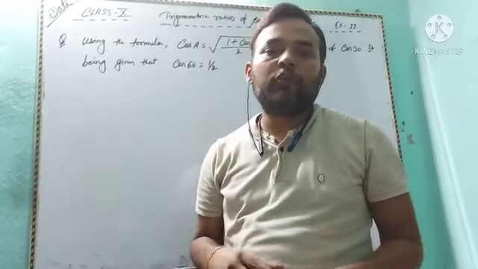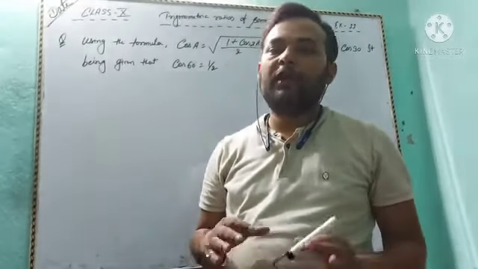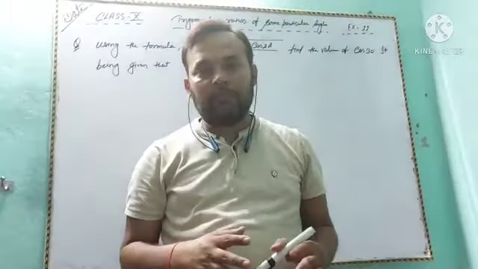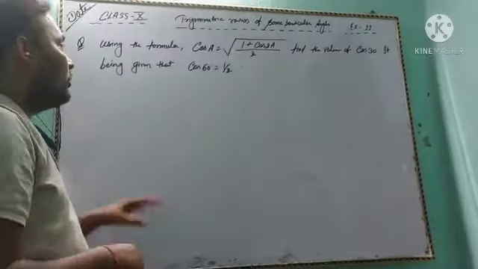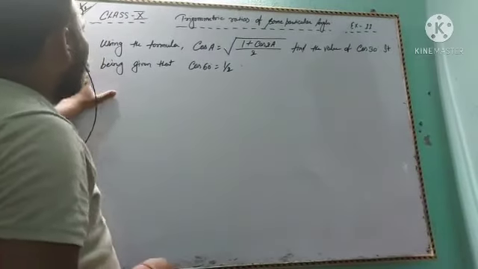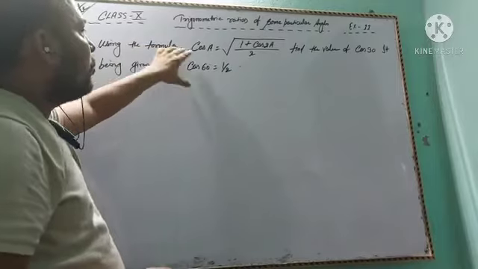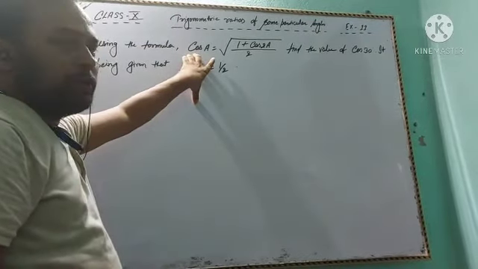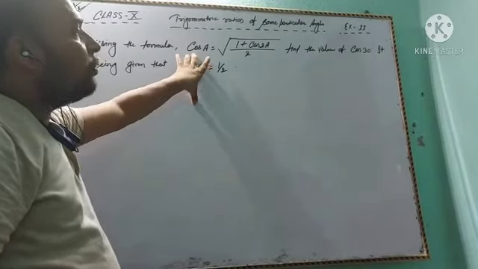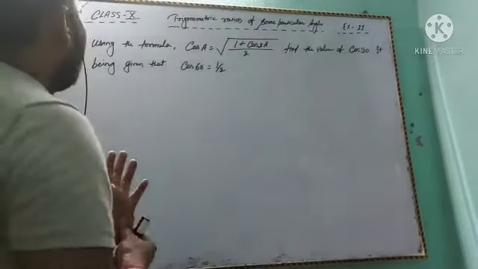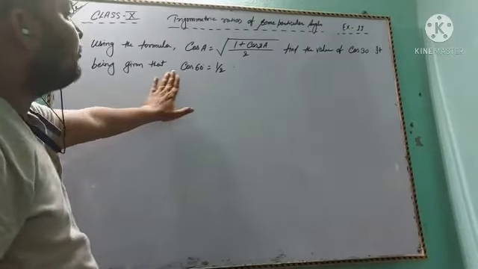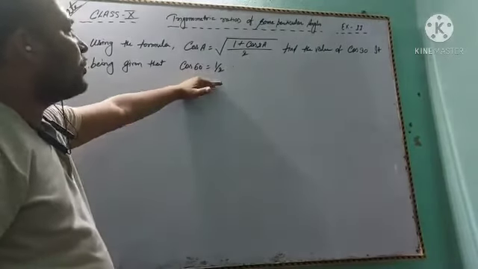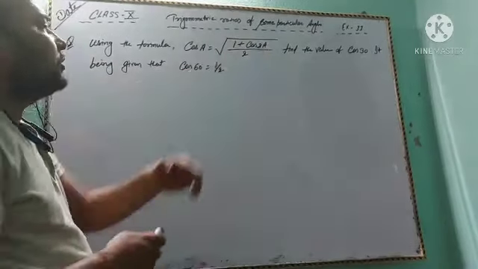Students, today I am going to discuss some questions of exercise 11, trigonometric ratios of some particular angles. My first question is: using the formula cos A is equal to root under (1 plus cos 2A) by 2, find the value of cos 30 degree, it being given that cos 60 degree is equal to 1 by 2.